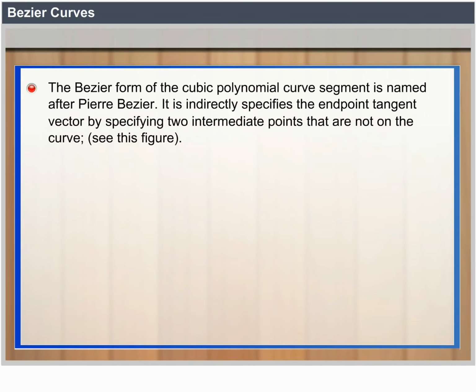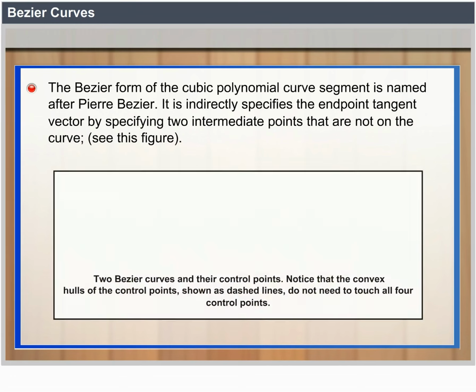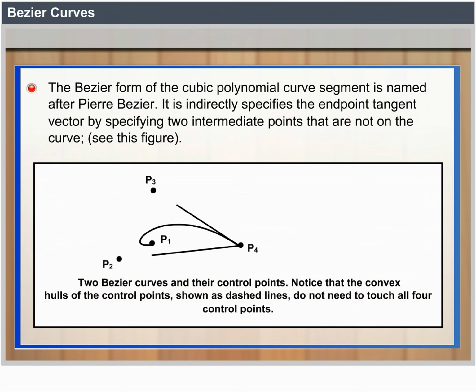Bezier curves. The Bezier form of a cubic polynomial curve segment, named after Pierre Bezier, indirectly specifies the endpoint tangent vector by specifying two intermediate points that are not on the curve, as per the figure shown. The figure shows two Bezier curves and their control points.